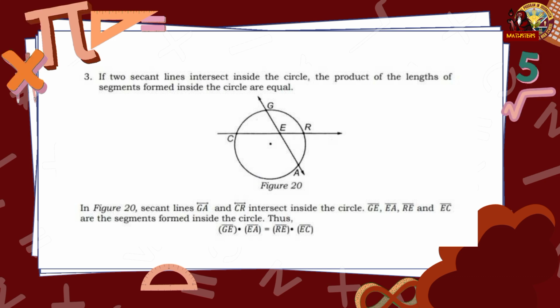Number 3. If two secant lines intersect inside the circle, the products of the lengths of segments formed inside the circle are equal. To give this a proof, here's a table that will serve as your guide.